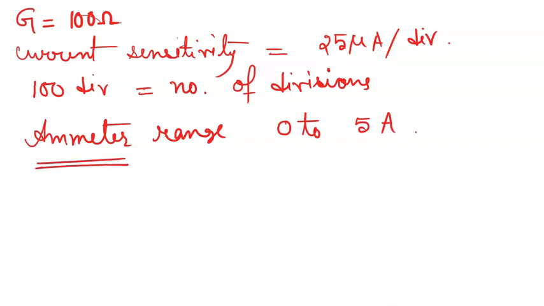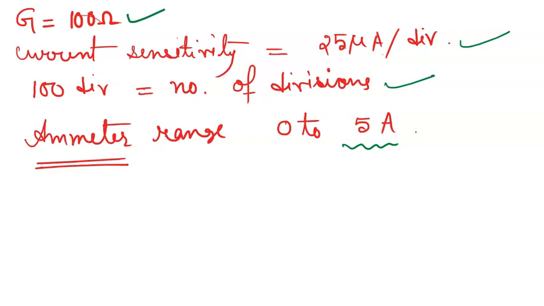So the question is, there is a galvanometer having resistance 100 ohm. The galvanometer has 100 divisions, that is the total number of divisions. The current sensitivity of the galvanometer is 25 microampere per division, and the ammeter range is 0 to 5 ampere. That means the maximum current that can be measured through this ammeter will be 5 ampere. So now how can we convert this galvanometer into this ammeter?